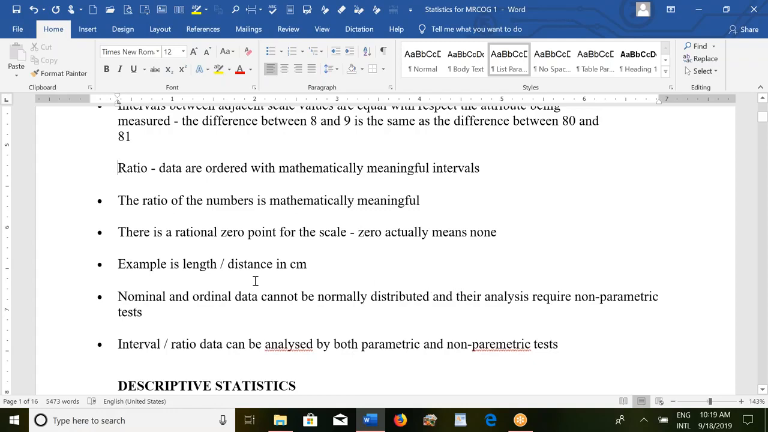An example is length or distance in centimeters, because when you are measuring the distance, for instance, you are measuring a table.